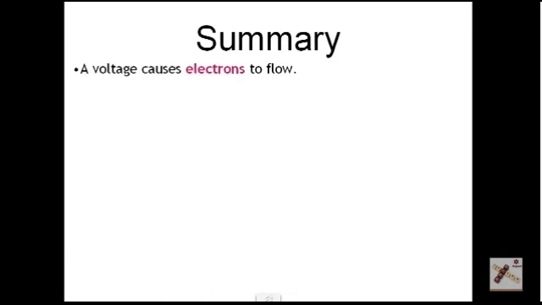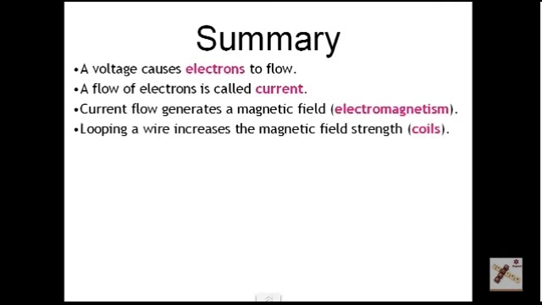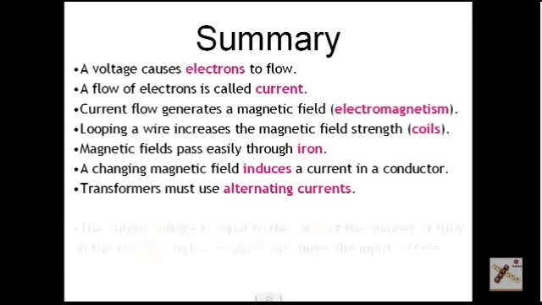So in summary, voltage causes electrons to flow. Flow of electrons is a current. The current generates a magnetic field. By looping the wire, we can increase the strength of the magnetic field. The magnetic field passes easily through iron, and changing magnetic field induces a current in a conductor. Therefore, transformers have to use alternating currents. They will not work if you just connect them to a battery.